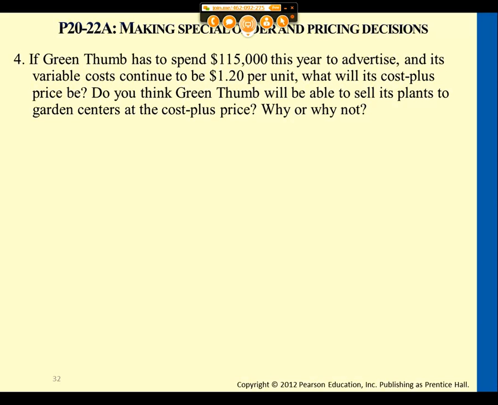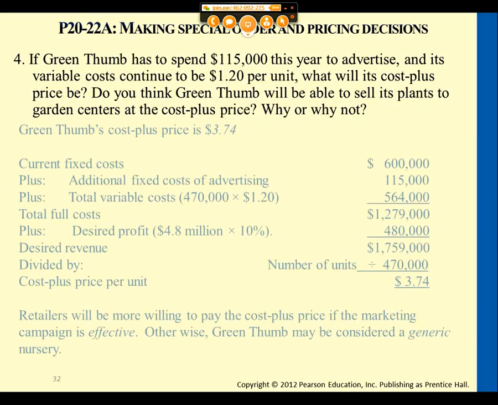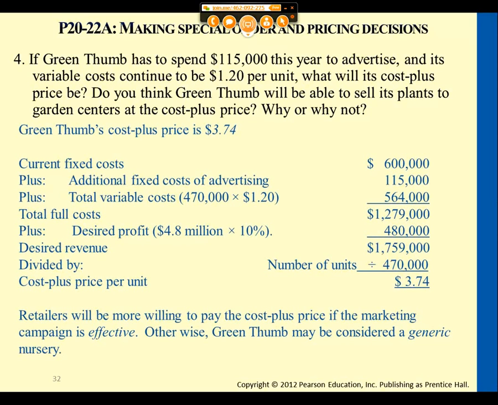I'm going to start at my current fixed cost, right? I know it's 100,000. I will add my fixed cost of advertising, right? It's a part of our fixed cost. And I will also add variable cost. What is my variable cost? It's the number of units that I'm producing at the same variable cost per unit, $1.20. So this way I can calculate my total full cost. It's the summation of all three.